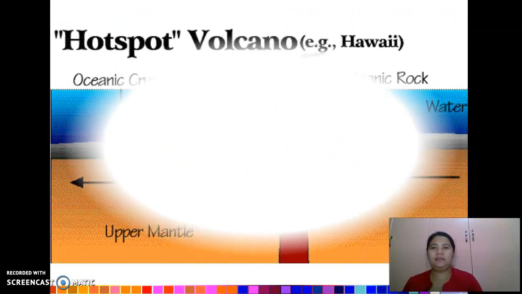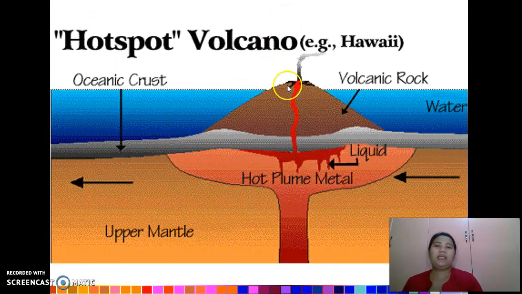Next. This is an example of a hot spot, such as my example a while ago, Hawaii. This is your hot plume material coming from the mantle or core-mantle boundary. As it continuously releases magma, it leads to the formation of a volcano right in the ocean part of the world.